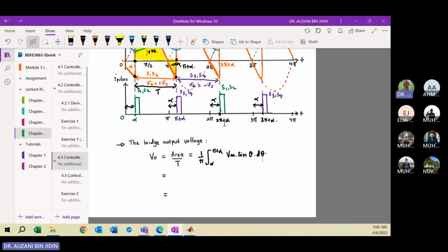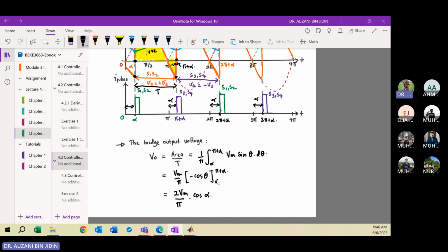Then you can solve the equation. Here you take out Vm divided by pi, you factorize, you integrate the sine, and you get minus cos theta, from alpha to pi plus alpha. Then finally, because you have pi plus alpha here, you get the final equation: 2Vm divided by pi, cos alpha.